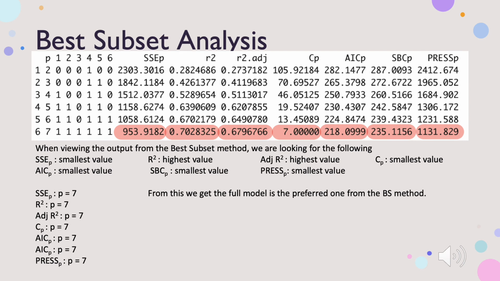Next, we looked at the best subset method to choose how many and which parameters we needed. When viewing the output, we know that we're looking for the following: small SSE value, high r-squared, high adjusted r-squared, small Cp, small AIC, small SBC, and small PRESS-p. From this, we get the full model is the preferred one. P equals 7 was returned for every single value.